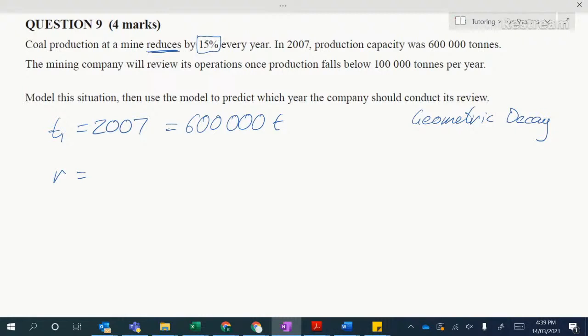Okay, so your R value needs to be 0.85, okay? Not 15, not 0.15, 0.85, because it's reducing by 15%. So 100% minus 15% would give you 85%. So that's your R value, okay? So check that you use the right R value, okay? And then you can carry on.